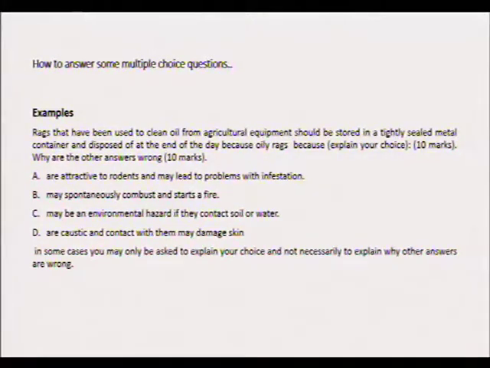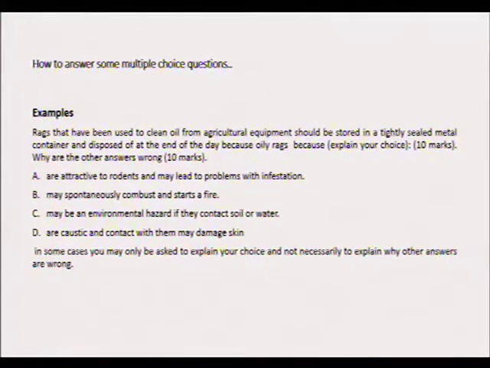Now, I just want us to look at an example also, because I know sometimes it's a challenge. I have come across a lot of students struggling to answer some multiple choice questions in the assignments. So I want us to look at examples of some questions that were previously asked in your assignments. For example, this question asks: the rags that have been used to clean oil from agricultural equipment should be stored in a tightly sealed metal container and disposed of at the end of the day, because oil rags... Rags are just pieces of cloth used to wipe off the oil or grease from agricultural equipment.